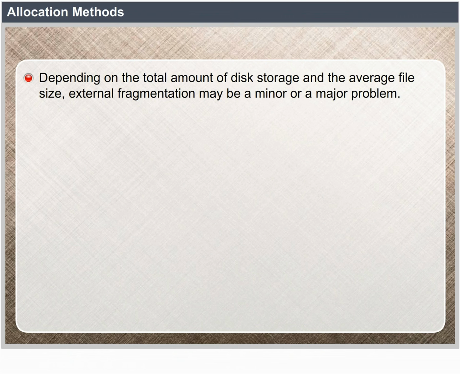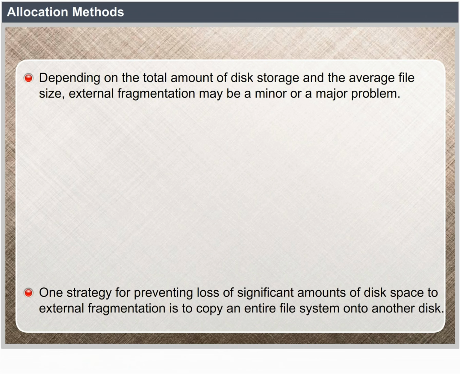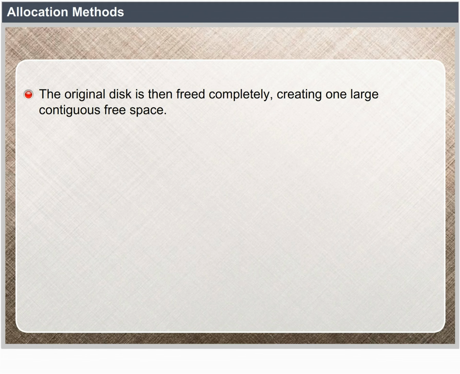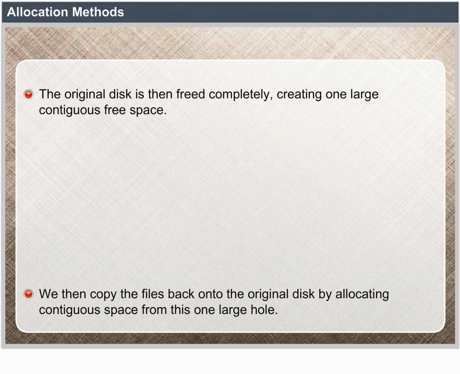One strategy for preventing loss of significant amounts of disk space to external fragmentation is to copy an entire file system onto another disk. The original disk is then freed completely, creating one large contiguous free space. We then copy the files back onto the original disk by allocating contiguous space from this one large hole. This scheme effectively compacts all free space into one contiguous space, solving the fragmentation problem.